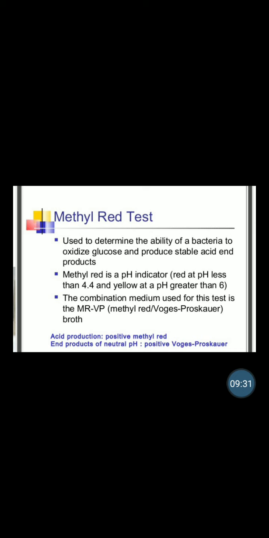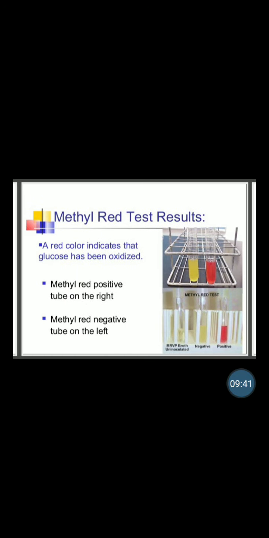Then it is used to determine the ability of bacteria to oxidize the glucose and produce stable acid end products. Then these are the results for this test, or observation. A red color indicates that the glucose has been oxidized.